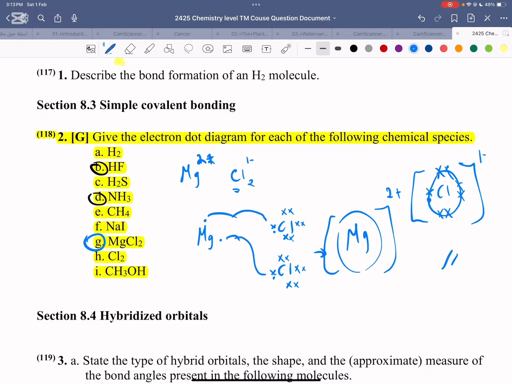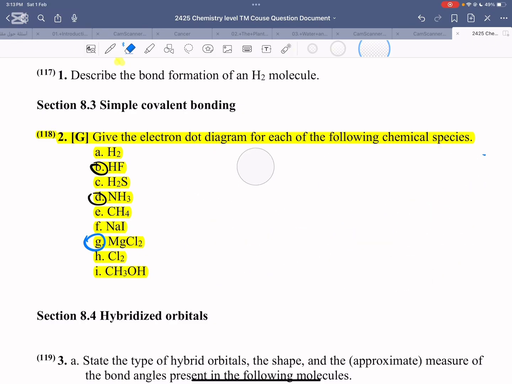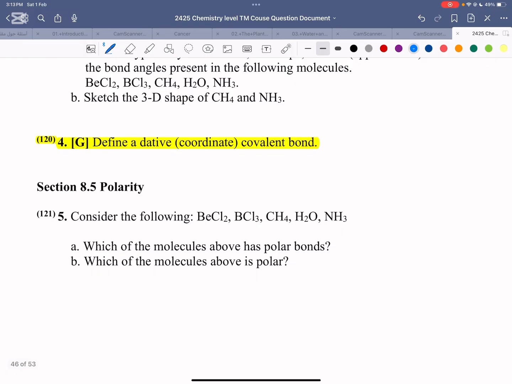Let's do one more. Or you know what? Keep the last one as an exercise for you guys to try to do by yourself. Let's move on. Define a dative coordinate covalent bond.